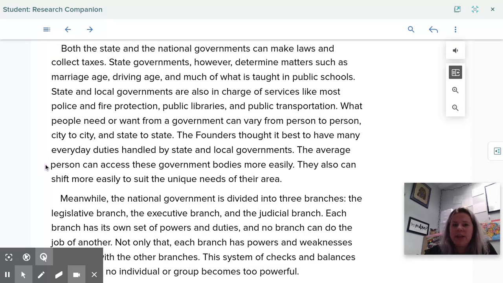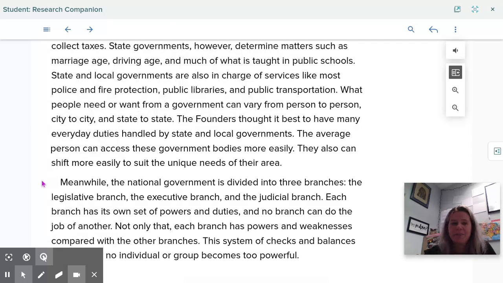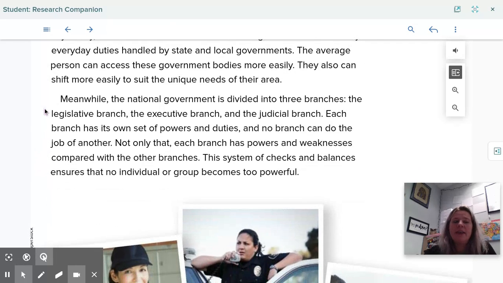The average person can access these government bodies more easily. They also can shift more easily to suit the unique needs of their area. Meanwhile, the national government is divided into 3 branches: the legislative branch, the executive branch, and the judicial branch. Each branch has its own set of powers and duties, and no branch can do the job of another. Not only that, each branch has powers and weaknesses compared with the other branches. This system of checks and balances ensures that no individual or group becomes too powerful.